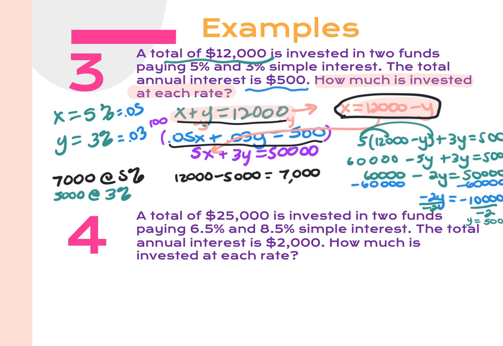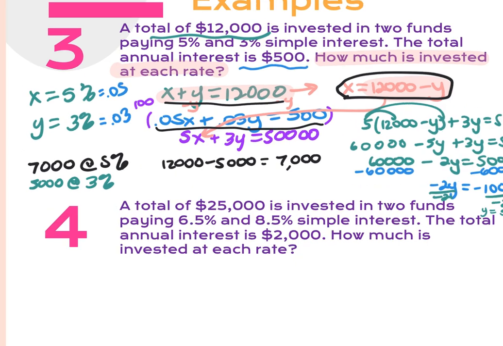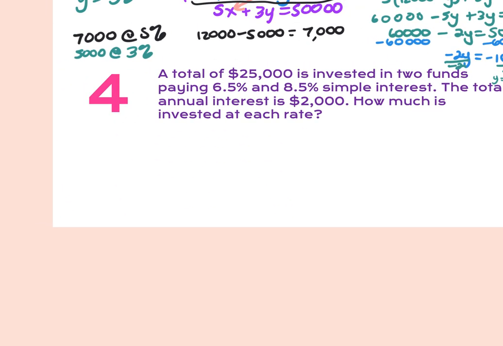All right, so number 4 says a total of 25,000 is invested in 2 funds, paying 6.5% and 8.5% simple interest. The total annual interest is 2,000. How much is invested at each rate? So what's one of the equations? What's X? Okay, so make sure you know which one's which. So you set up X is 6.5 and Y is 8.5.